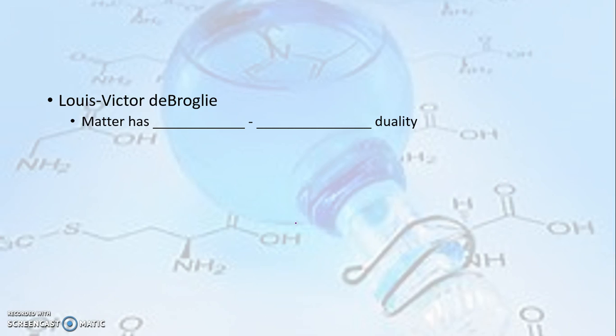After him was de Broglie, whose research said that matter has wave-particle duality, which means that matter can behave as a wave, but it also is a particle. It's a small little particle that's going to behave as a wave.